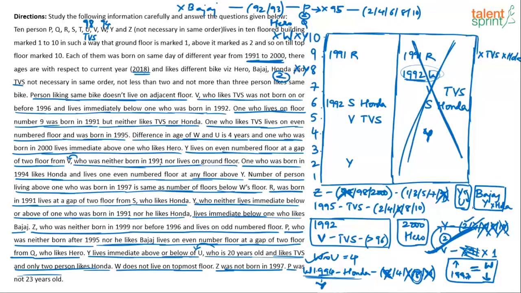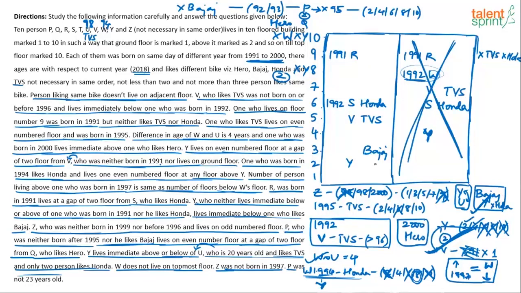Oh, I think I can use this point also. Bajaj is immediately above Y. I did not use this point. Bajaj is immediately above Y, meaning Bajaj comes on 3rd floor. At least one Bajaj comes on 3rd floor, right? Bajaj was immediately above Y, or Y was immediately below Bajaj.